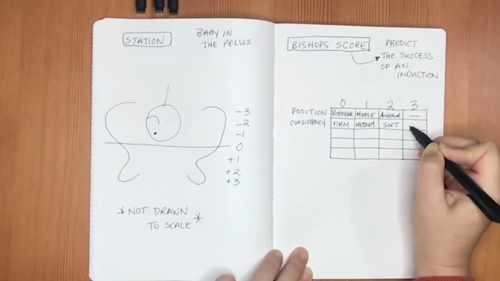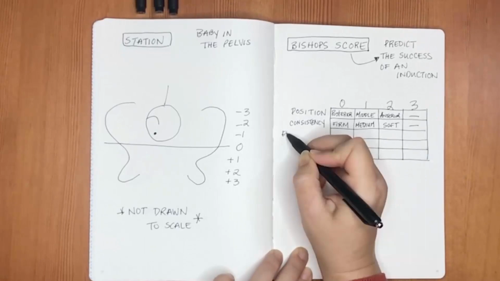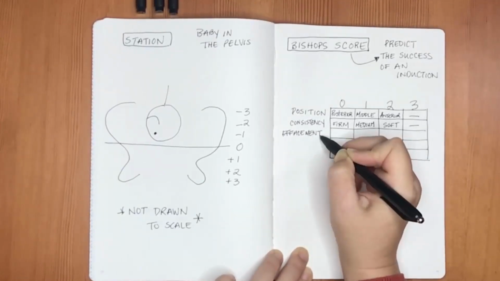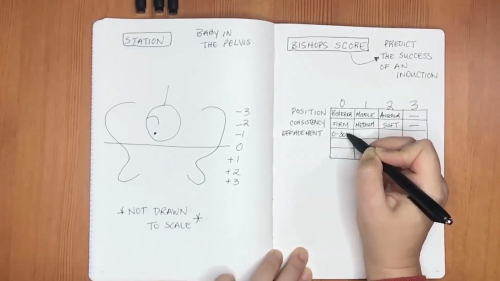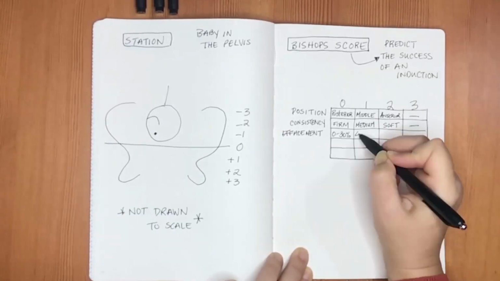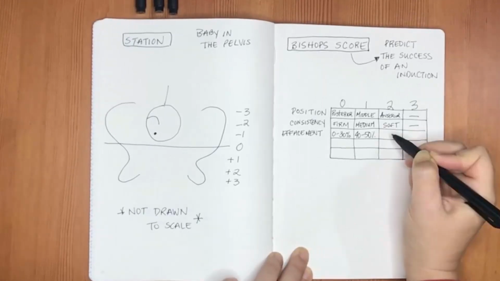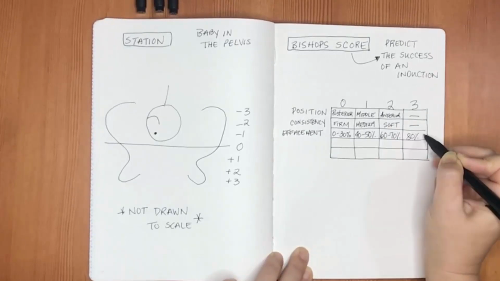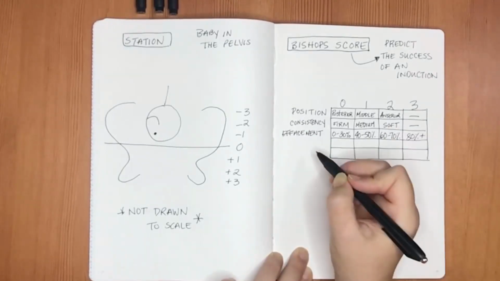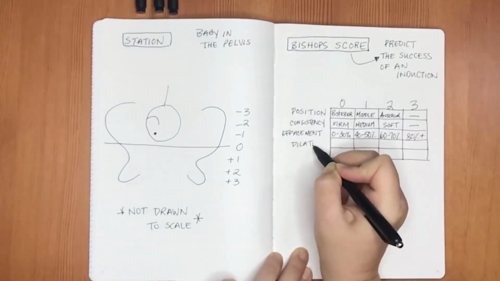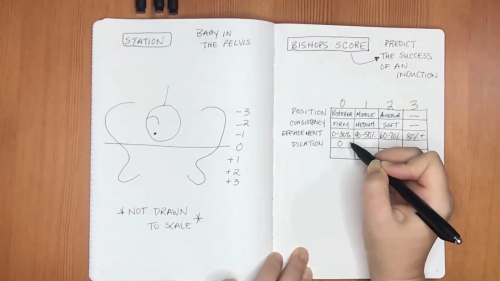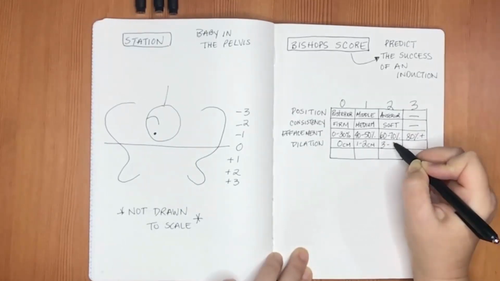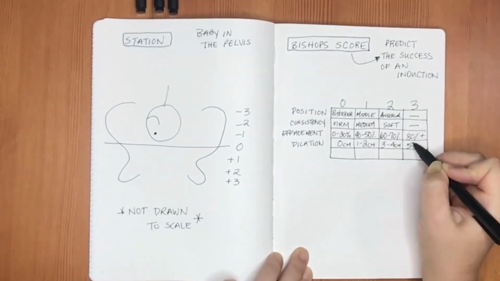Now with the effacement, if your cervix is completely thick, 0% effaced to 30%, you get a 0. If your cervix has been thinning a little bit more, 40% to halfway thinned, it's 1. 60 to 70 is 2, and then 80 and above would be 3 points on the Bishop score. Now, when we look at dilation, if it's 0, completely closed, we've got a score of 0. 1 to 2 centimeters gets us a 1 score. 3 to 4 gets us a 2, and then if we're over 5 centimeters, we get a 3 score.